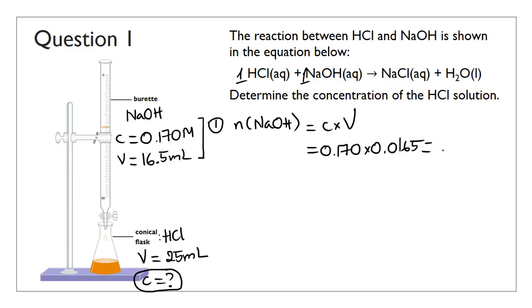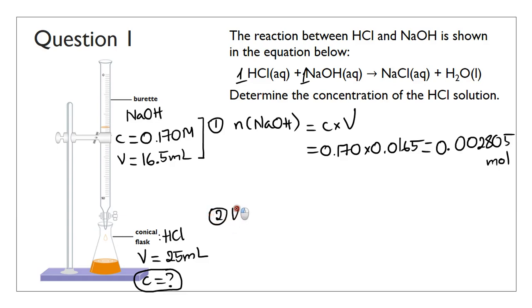0.17 times 0.0165. So the number of moles of sodium hydroxide is 0.002805 mole. All right, so basically around this many moles of sodium hydroxide was used to react with all of the hydrochloric acid in the conical flask. So once you've determined the number of moles of sodium hydroxide that you used, you can then use mole ratio to determine the number of mole of hydrochloric acid that must have been present in the conical flask, because you have a complete reaction between the two substances.